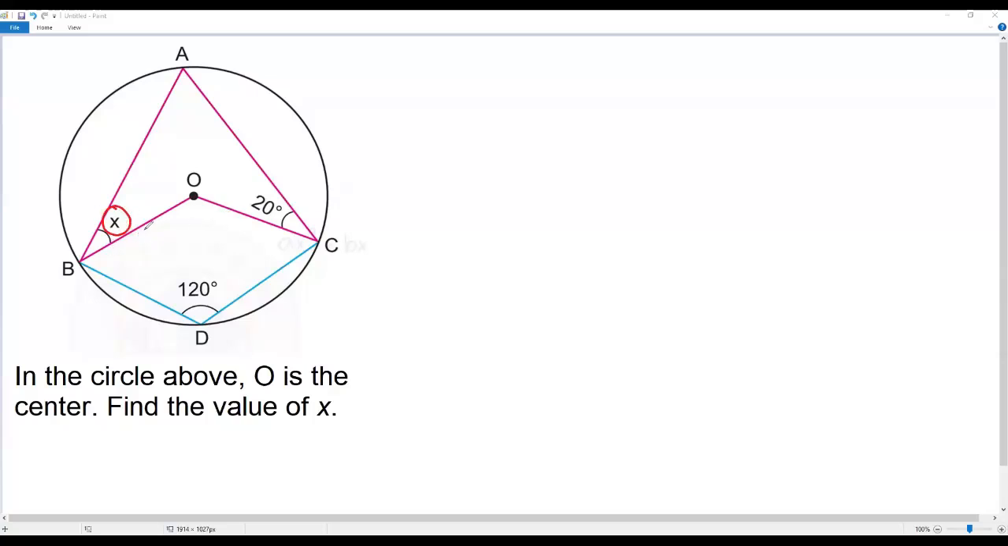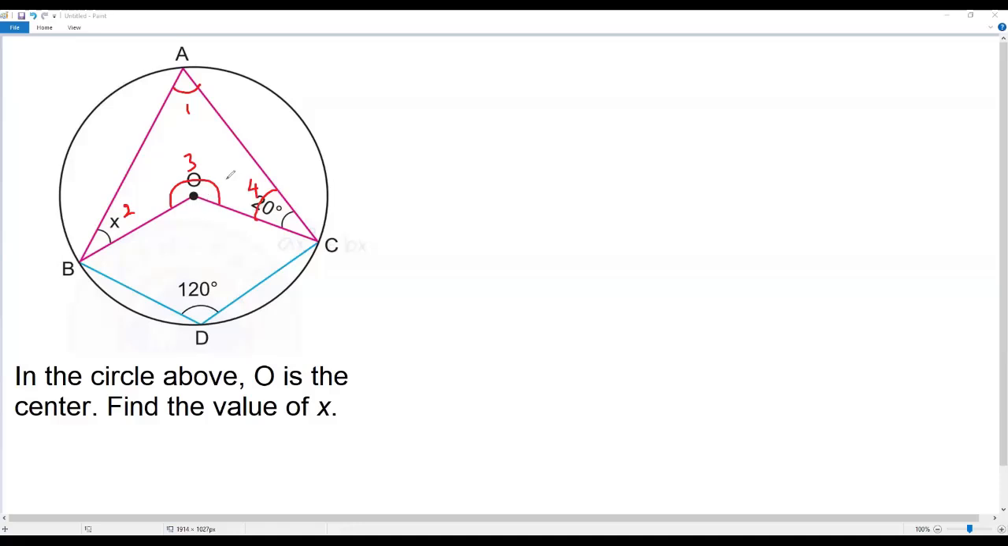Okay, now let's plan how to find the value of x. Let's consider the quadrilateral ABOC. Because it contains four sides, 1, 2, 3, 4, since ABOC, the polygon contains four sides, it's a quadrilateral. And let's consider the four interior angles of this polygon. So this is one interior angle, and let's say this is the second one, and this is the third interior angle, and this is the fourth interior angle.